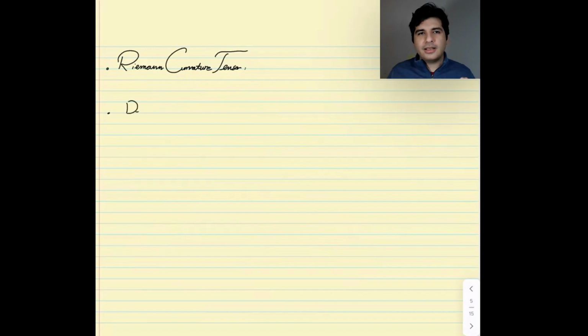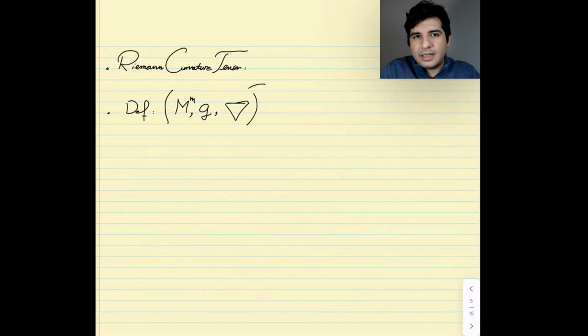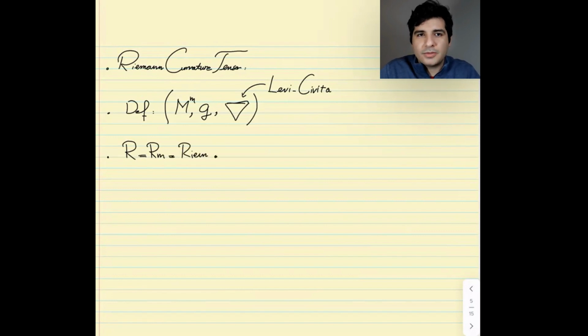This is not a number. In fact, as we go to higher dimensions, it's very hard to describe the curvature by just a number. So suppose we have a higher dimensional manifold, the dimension m can be anything, with a Riemannian metric and the associated Levi-Civita connection. Remember that whenever we have a Riemannian metric, there's a unique connection which is compatible with that metric and symmetric, called the Levi-Civita connection. The Riemann curvature tensor is sometimes denoted by R, sometimes by Rm, sometimes by Riem, coming from the name of Riemann.